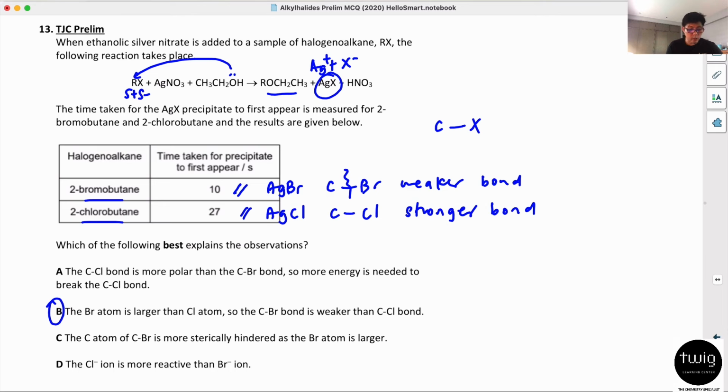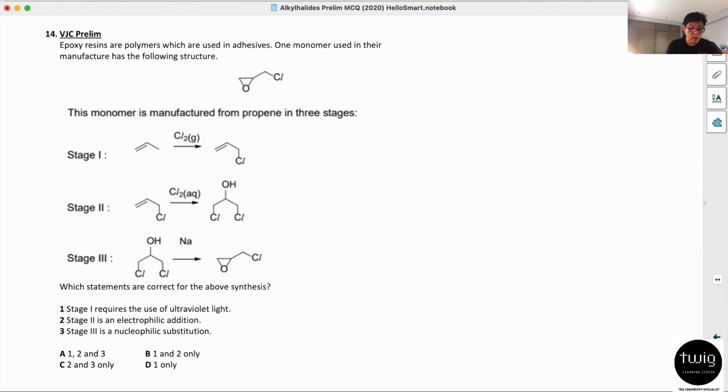Okay, let's look at question number 14. Right, okay, these are the reactions. They show the epoxy resins, and they say one monomer used in their manufacture has the following structure. Right, the monomer is manufactured in this manner. Right, they say which of the statements are correct in the above synthesis.